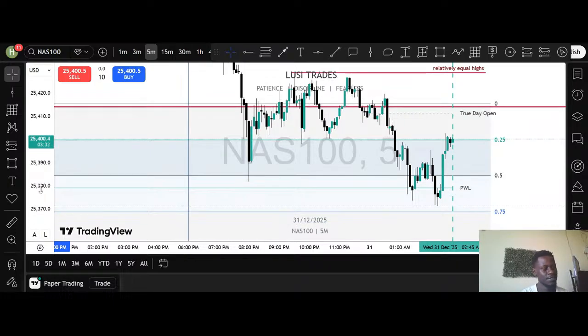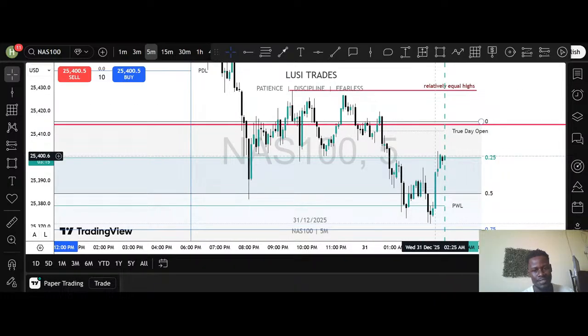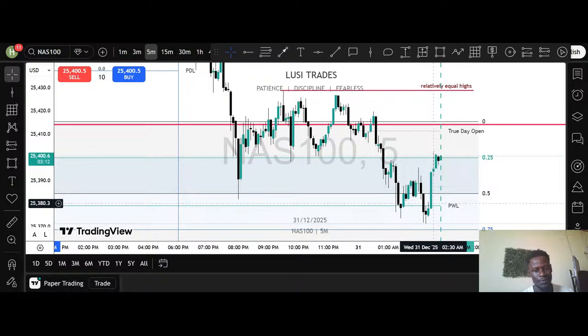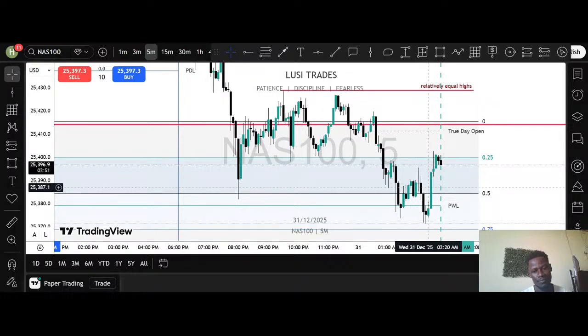So the big question is, can it trade back into this BC, buy side imbalance, sell side inefficiency? So can it do that? Yeah, if it really wants to trade back into these relatively equal highs. So can it trade back into this BC, this fair value gap in form of a BC? Because we are having this low, this high, and then this lower low. So what's that? That's a breaker.